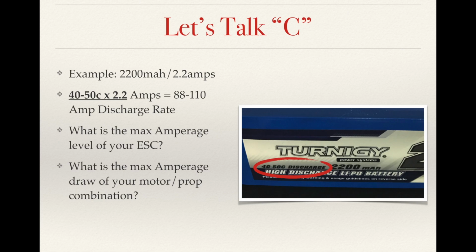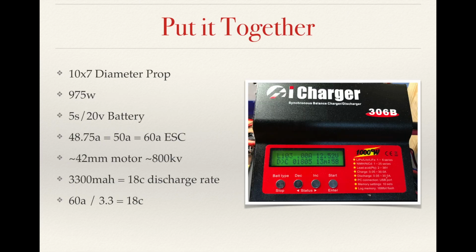You take your amperage of the battery. In this case, it's a 2200 milliamp hour pack. I just moved my decimal over 3 places. That tells me 2.2 amps. And I multiply that times the discharge rate. So in this case, this pack is good for 110 bursts and 88. On the putting it all together slide, all I did was reverse that. I said, well, I've got a 60 amp ESC and I've got a 3.3 amp hour battery, or 3300 milliamp hour battery.